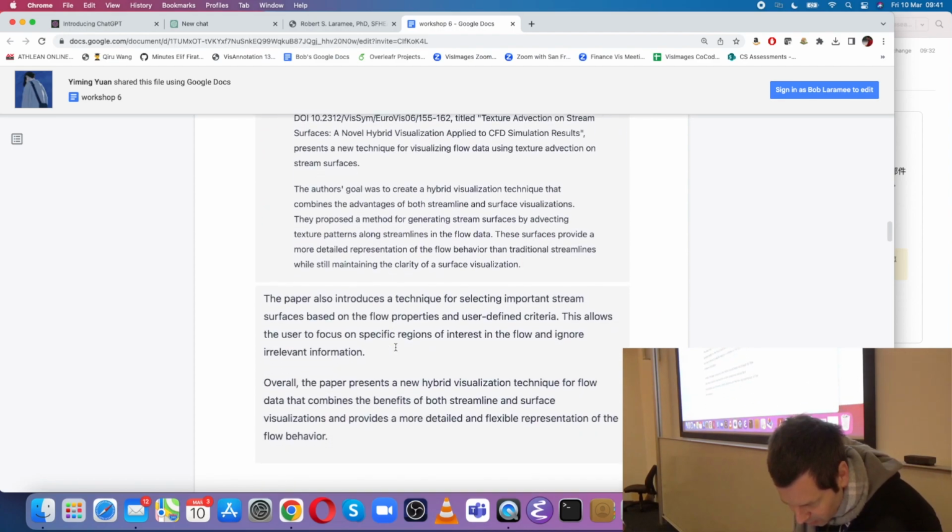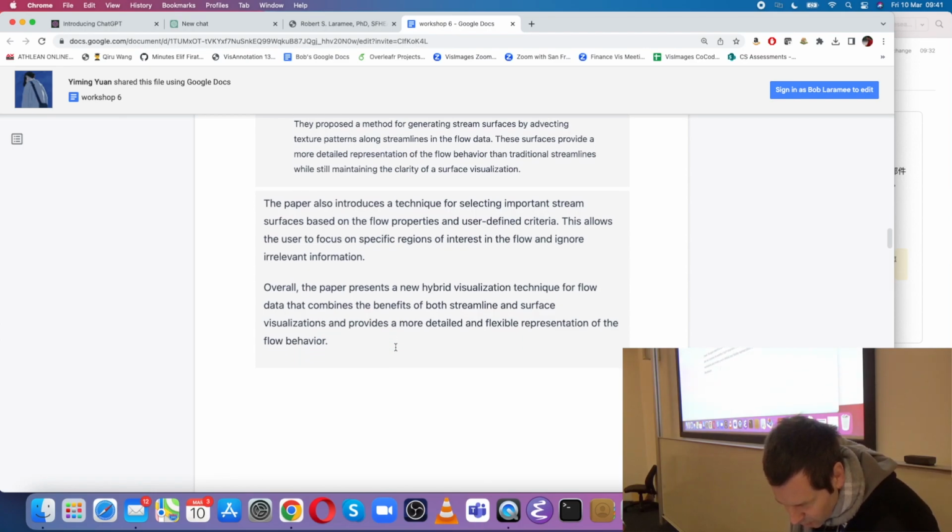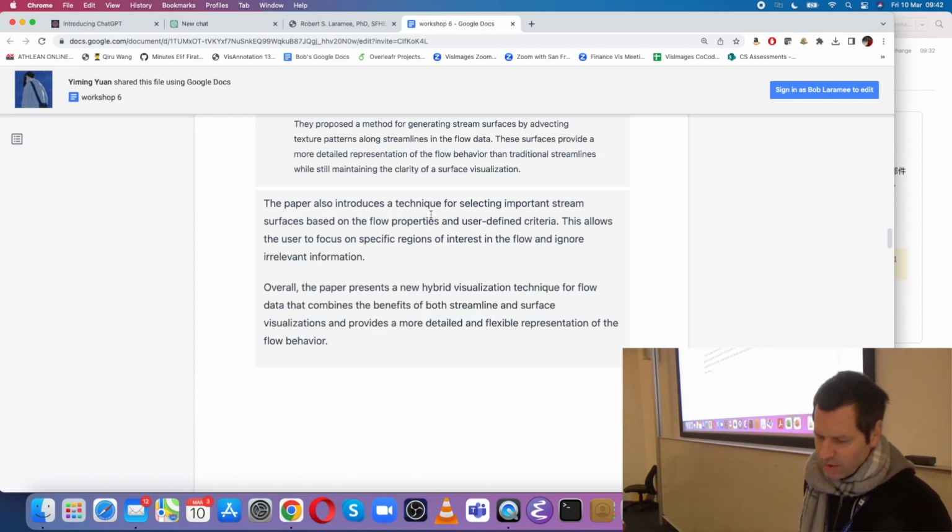Okay, so this is really interesting. Actually, that's not true. It's not actually looking for selecting important stream surfaces. That's actually not true. That's not the point of this paper.